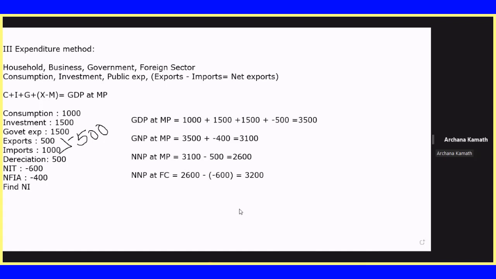Am I clear with this? Just wait. We are calculating. I'm not erasing it.